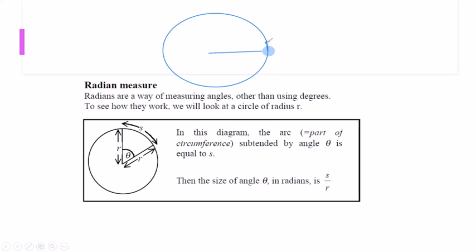What is the direction of the movement at point A? It is upward. But at point B, it's towards the left. At point C, it is downward. And at point D, it is towards the right-hand side. So during this movement, the direction of the motion is continuously changing.